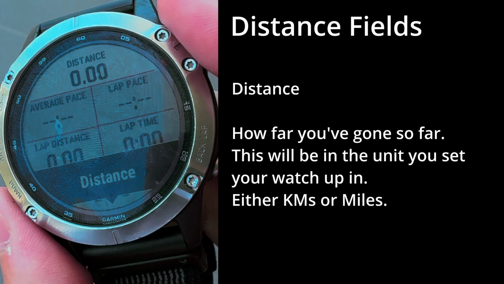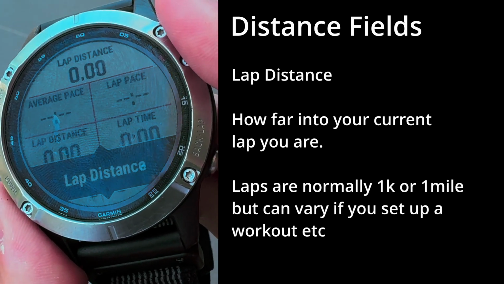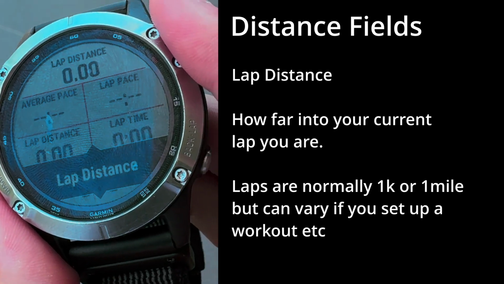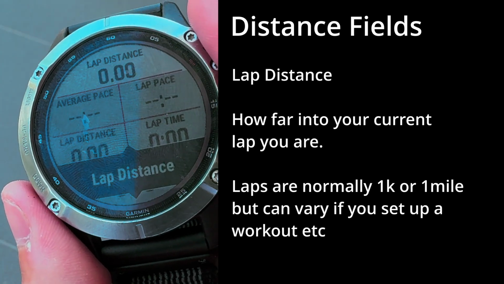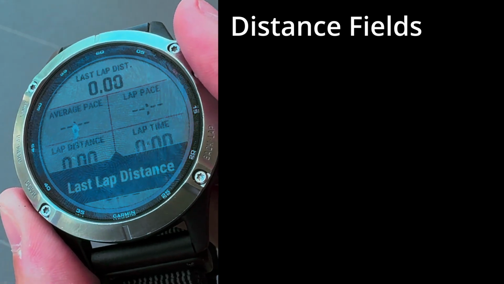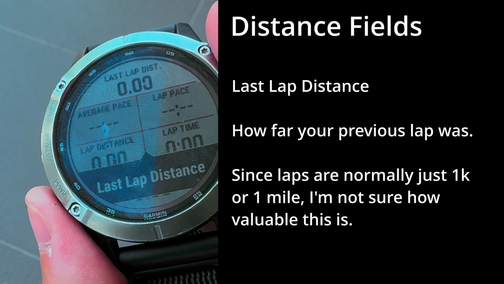Distance is quite self-explanatory. It's how far you've gone on your current activity. Lap distance is how far into your current lap you are. For most people and for most runs, this will be either 1K or 1 mile. So how far are you into that 1K or 1 mile lap. Last lap distance, self-explanatory. That's how far you went on your last lap.